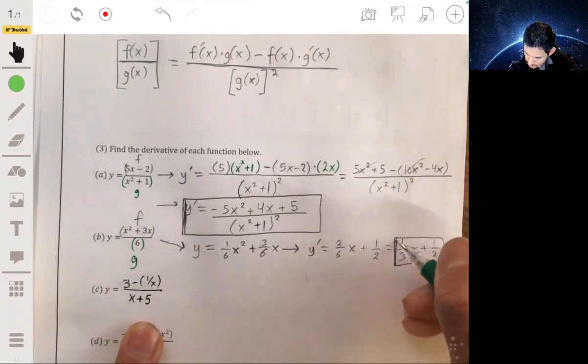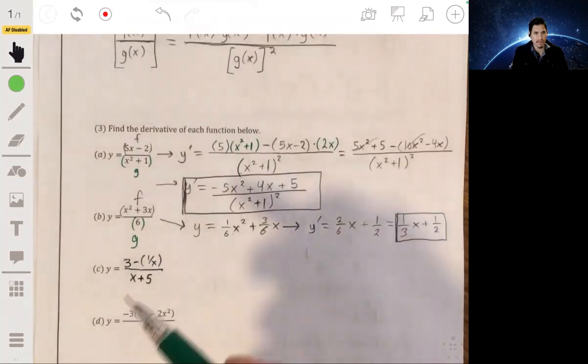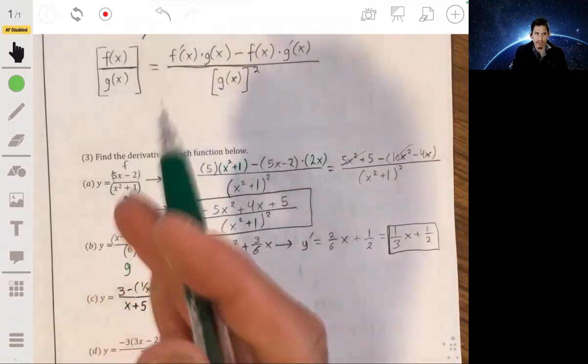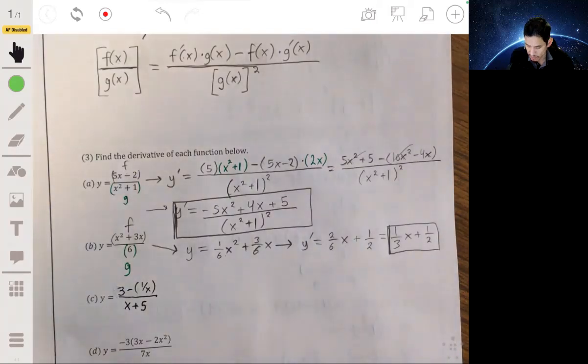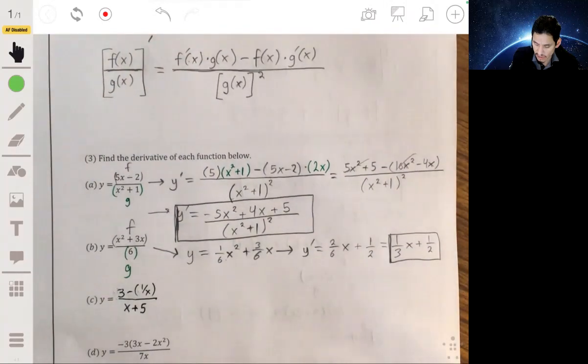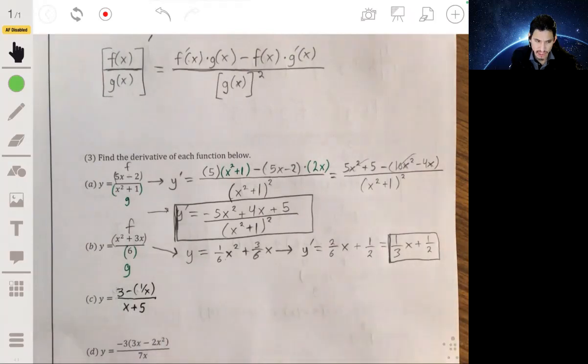So use your time efficiently. Make sure you think before you jump to rules, because you can save yourself some time and maybe some painful, tedious stress that's not necessary. Now let's keep on going.